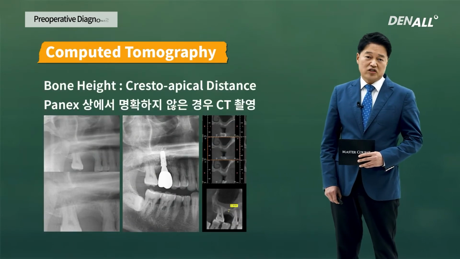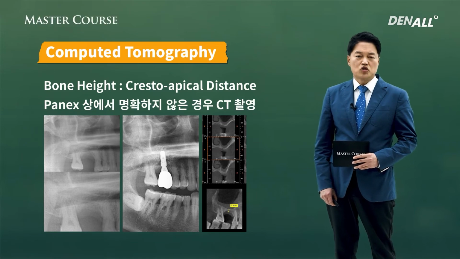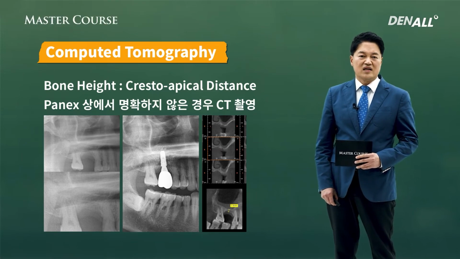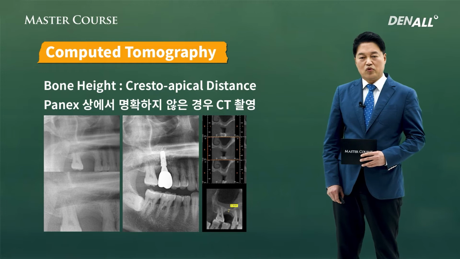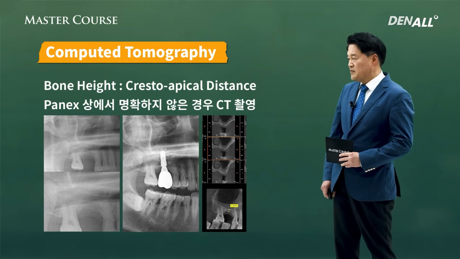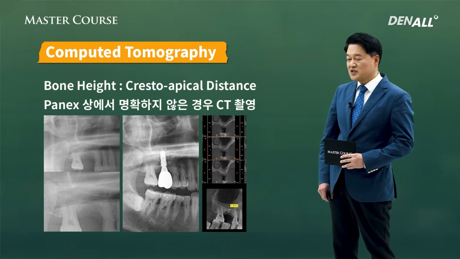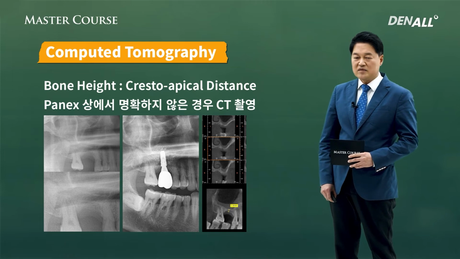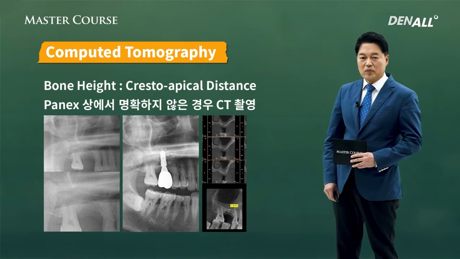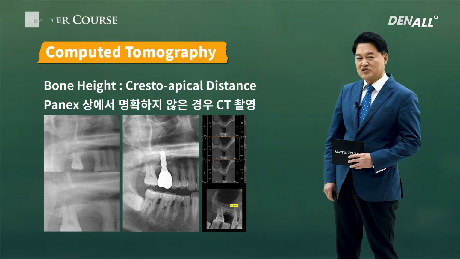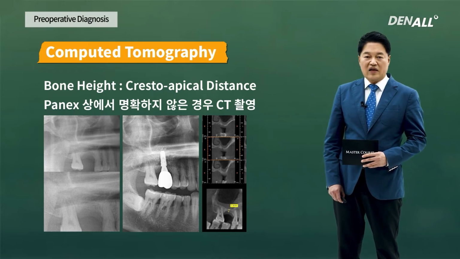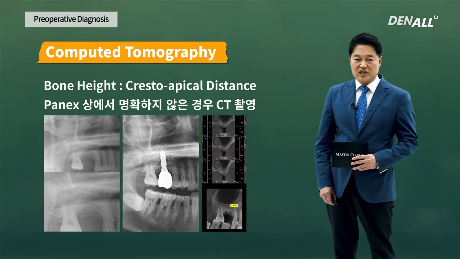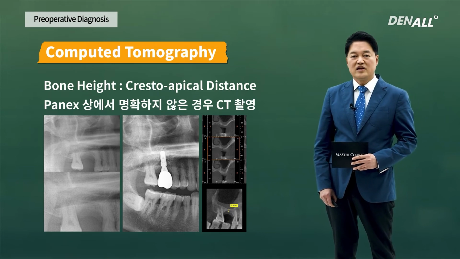As you can see, this is a Panax image. You don't know up until where the sinus wall is. And the bone height, in order to evaluate it accurately, you take CT. As you can see, it's only approximately 3.9 millimeter. The upper margin on the Panax was the margin of the lesion. There was very little remaining bone. Using lateral approach, sinus graft was done and the implant was placed.